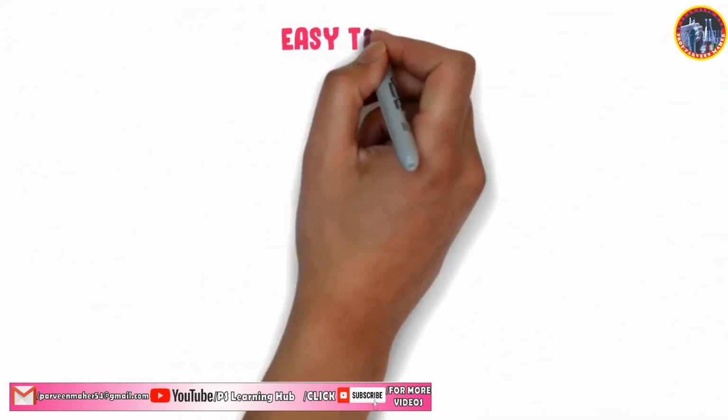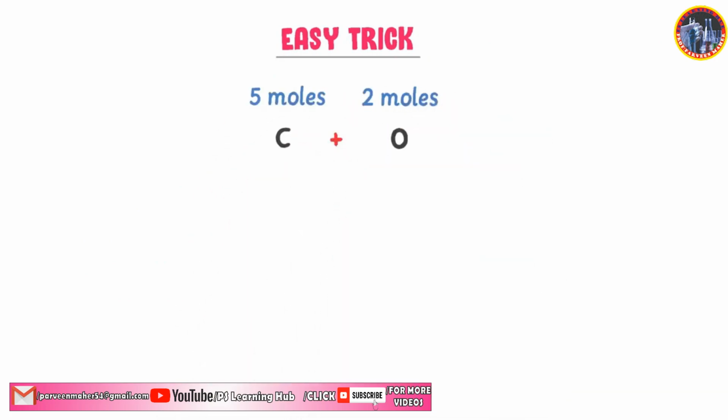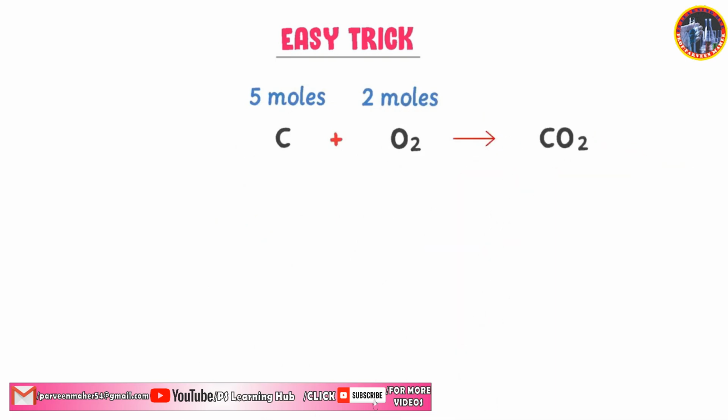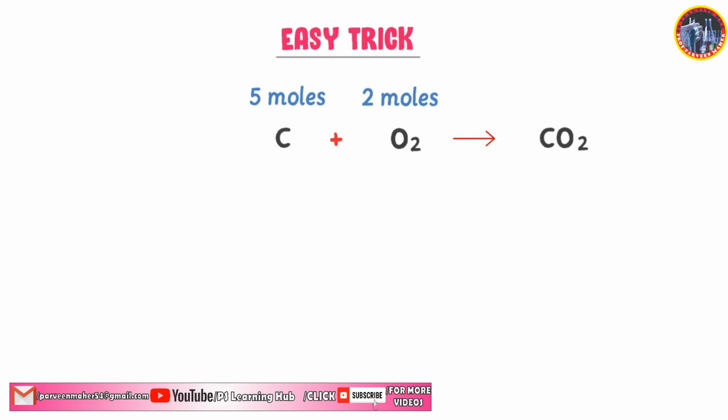Now let me teach you the easy trick of identifying limiting reactant and excess reactant. For example, consider 5 moles of carbon and 2 moles of oxygen gas react together to form carbon dioxide gas. Firstly, I balance the chemical reaction. We can see that it is already a balanced chemical equation. I write 1 and 1.